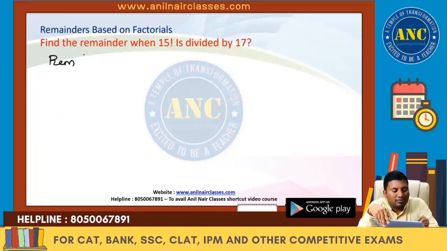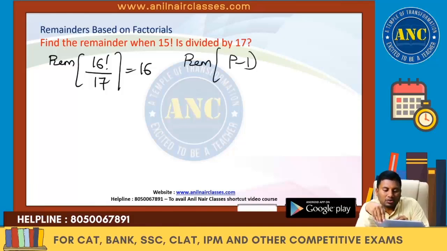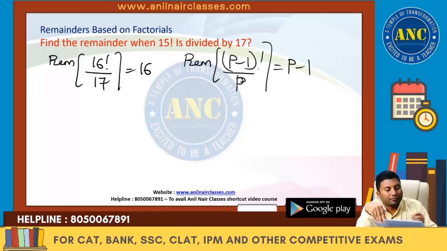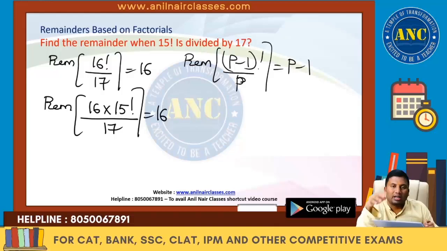Remainder, we have already discussed. 16 factorial divided by 17 is 16. Already we know. What is the concept? Remainder when p minus 1 factorial is divided by p is nothing but p minus 1. So 16 factorial is nothing but 16 into 15 factorial, and when divided by 17 it is 16. Till here it is clear.